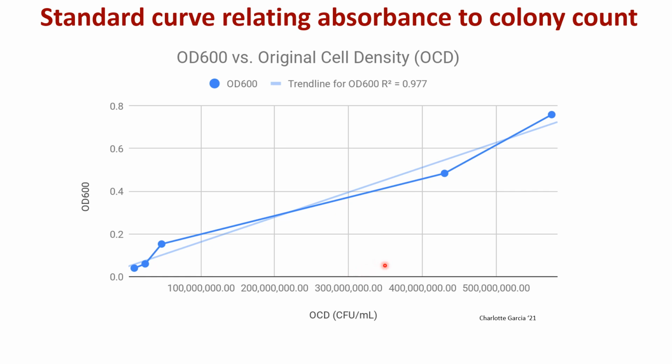Now, alternatively, you can take this 0.4 and you can plug it into the equation that you get for this trend line, and you can get a more accurate count.